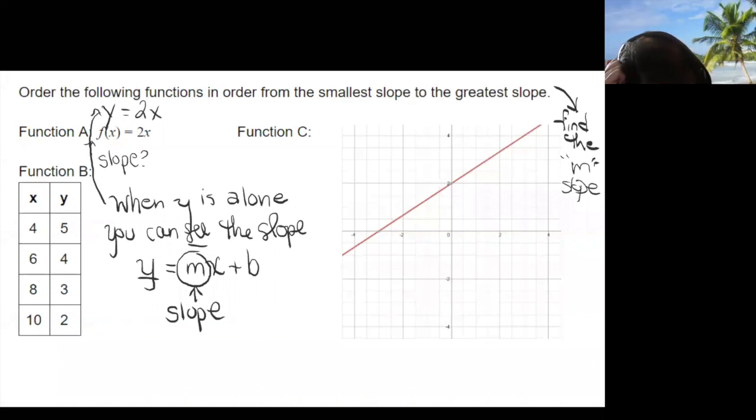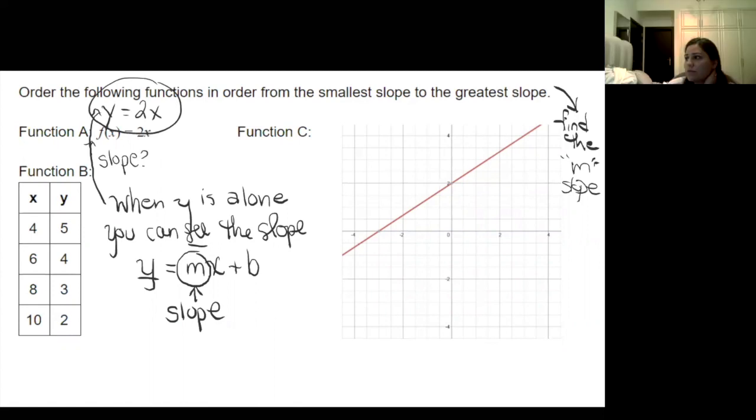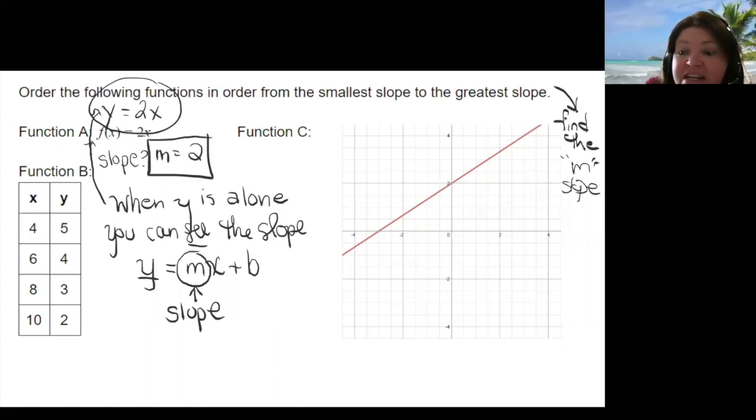So take a look back at our equation. We have y alone, we can see the slope. The slope is whatever number is multiplying with x. What number is multiplying with x? 2. This line has a slope of 2. And that's really easy if you remember it.